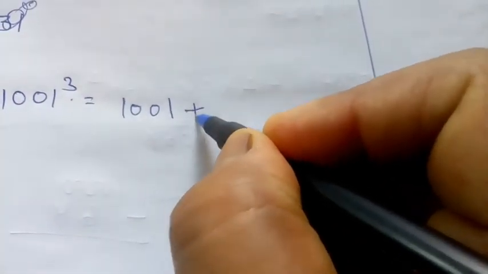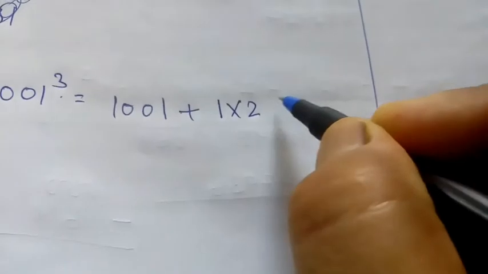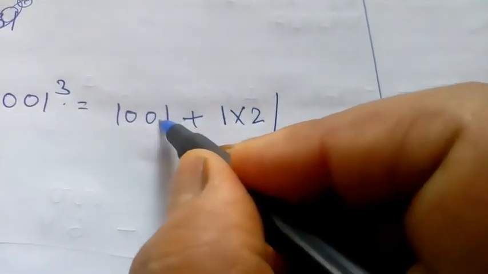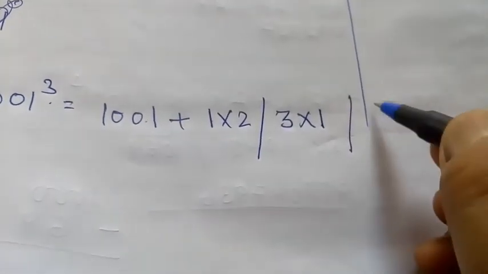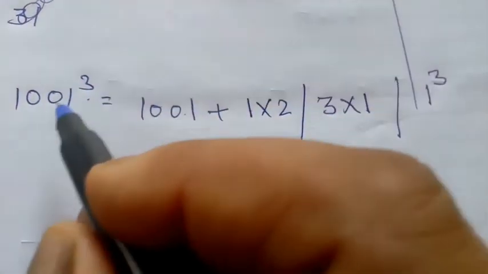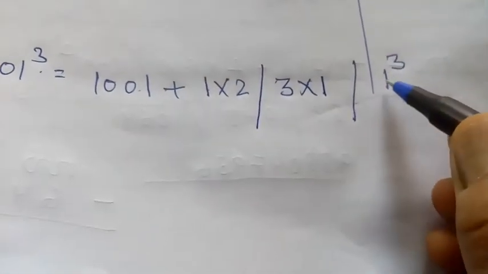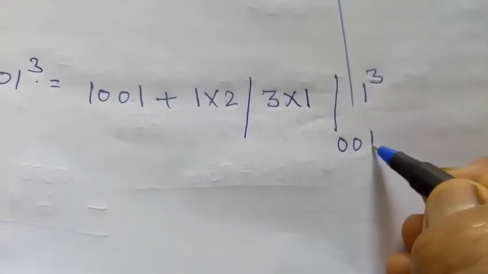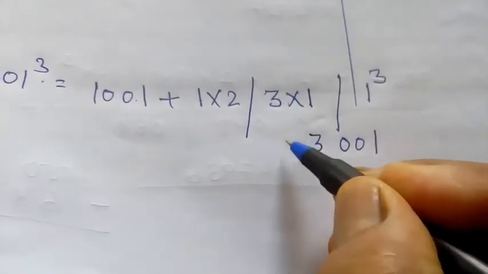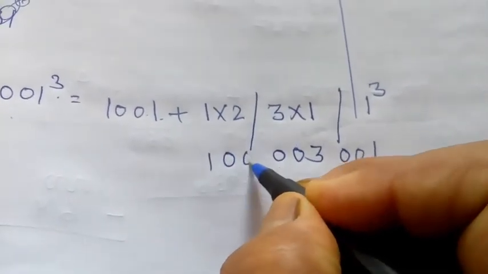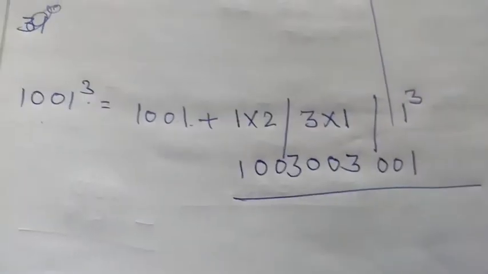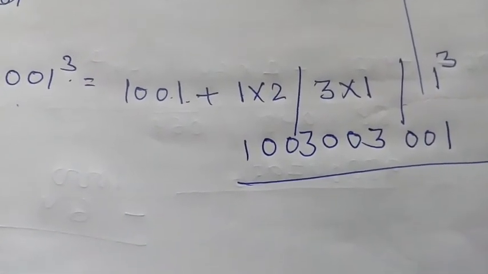If we find the cube of 1001, 1001 is 1 more than 1000, it means multiplied by 2. Again 2 plus 1 is 3, 3 times 1 more, and last is 1 cube. Here the base is 1000, it means we have to write 3 digits. 1 cube is 001, 3 times 1 is 3, 003, and 1001 plus 2 is 1003. This is the cube of 1001.